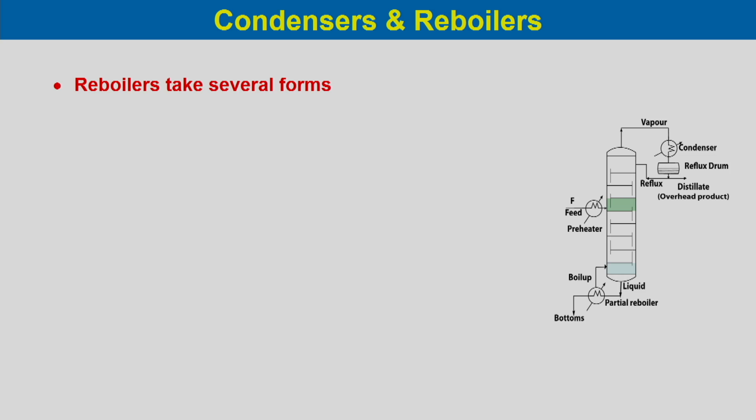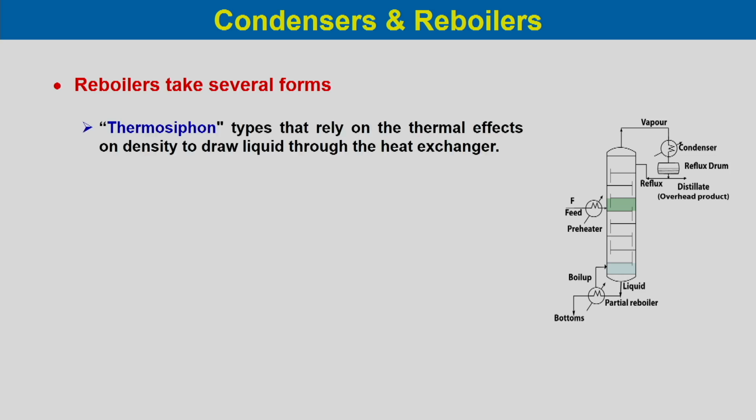Now, reboilers take different kinds of forms. One of them is the thermosiphon type, which relies on the thermal effect on density to draw liquid through the heat exchanger. So, basically you need not pump the liquid that is vaporized and returned to the column as a vapor. You need not pump it because of the thermal effect on the density of the liquid, which will be drawn to the heat exchanger. It will automatically circulate if you use the thermosiphon type reboiler.